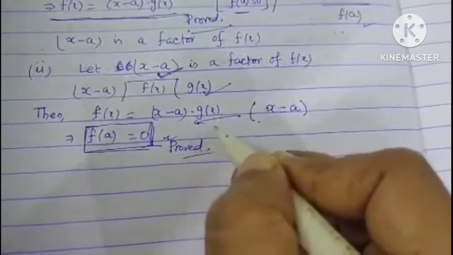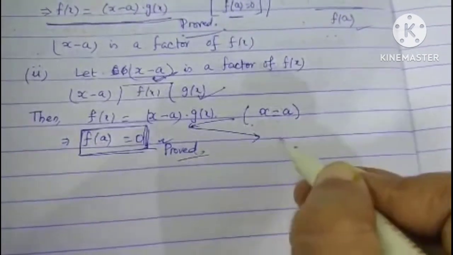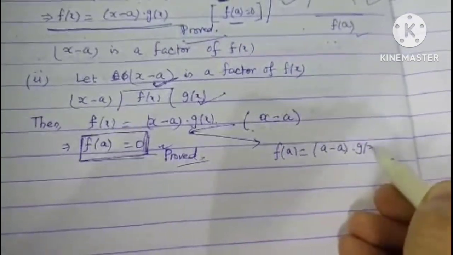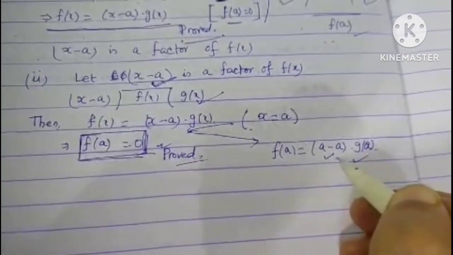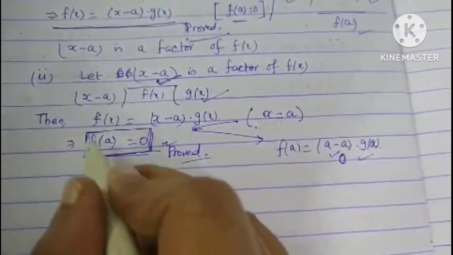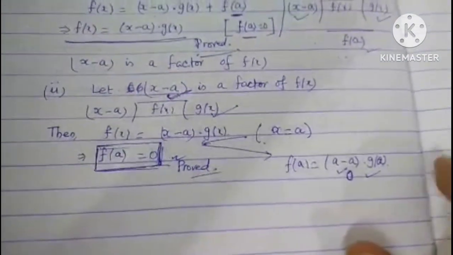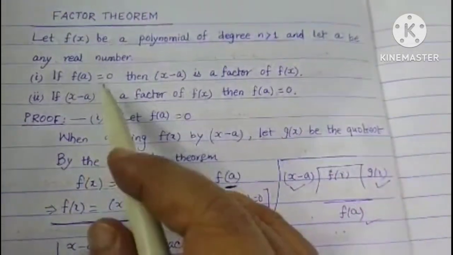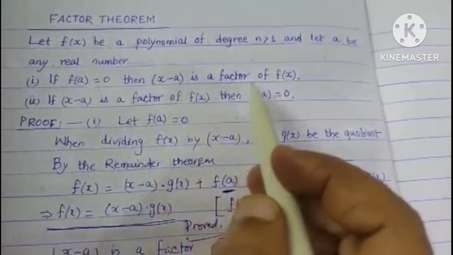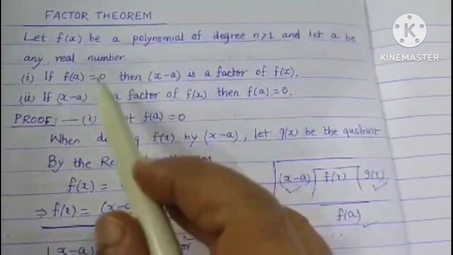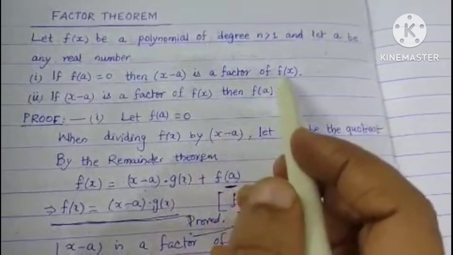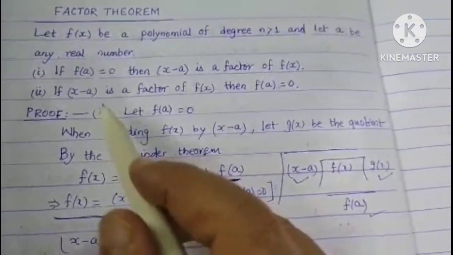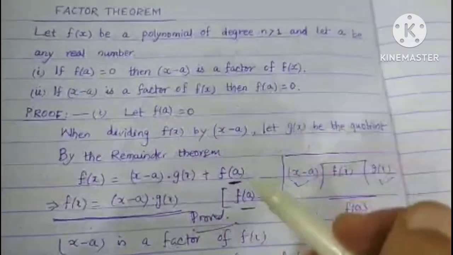Okay, when we put here in this line, f of a is equal to a minus a into g of a, whatever you can say, but basically this is 0. So f of a equal to 0. This we had to prove. So we have seen both the statements. This is the factor theorem. If f of a equal to 0, then x minus a is a factor of f of x. Basically, when the remainder is 0, then x minus a will be a factor of f of x. And if x minus a is a factor of f of x, then f of a equal to 0.